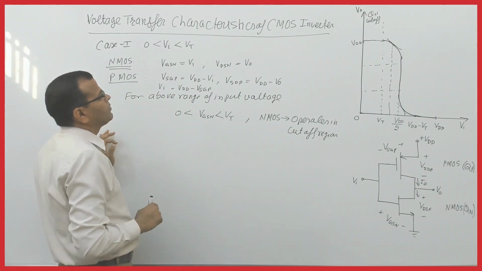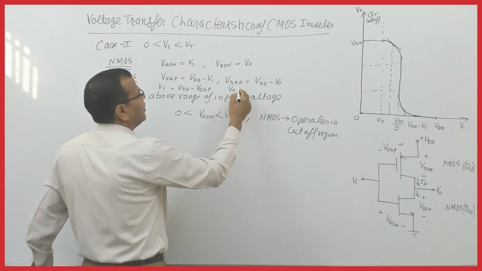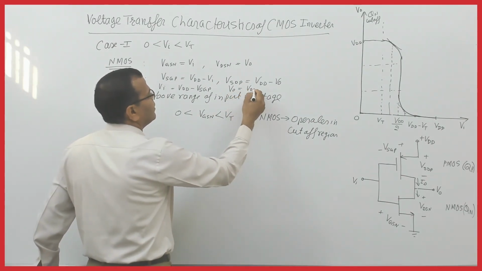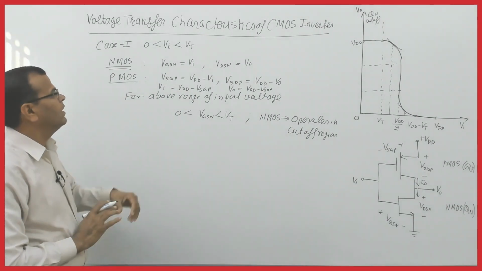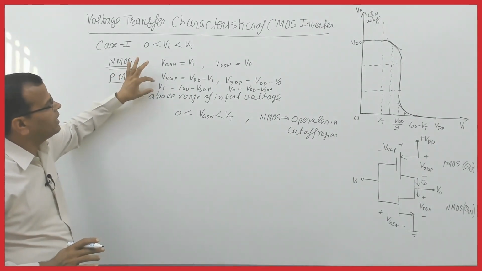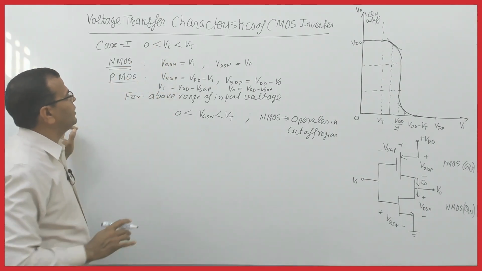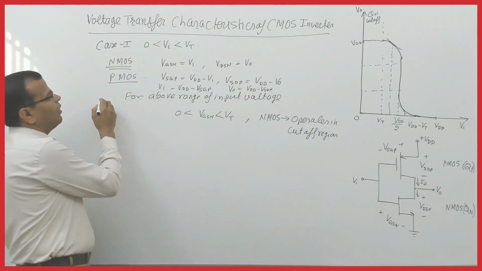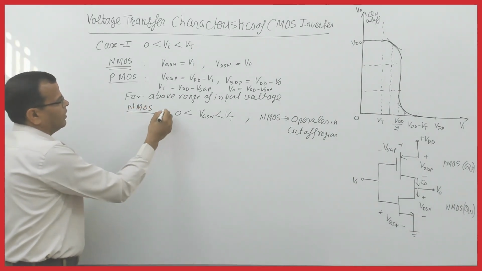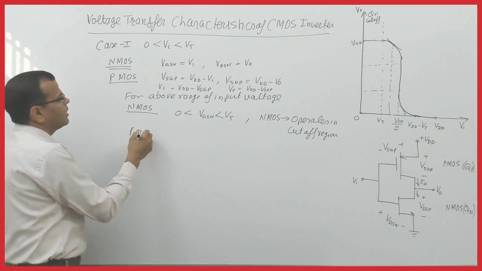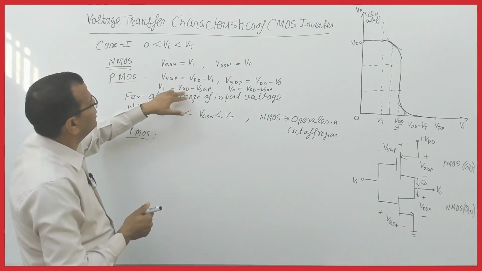Similarly, what is V naught? V naught is VDD minus VSDP. That's what you have. So, an important point here is, when the input voltage is between this range, if you talk about NMOS, this is what you have. For PMOS, let us see the range. If the input voltage is in this range, so this must be in this range.